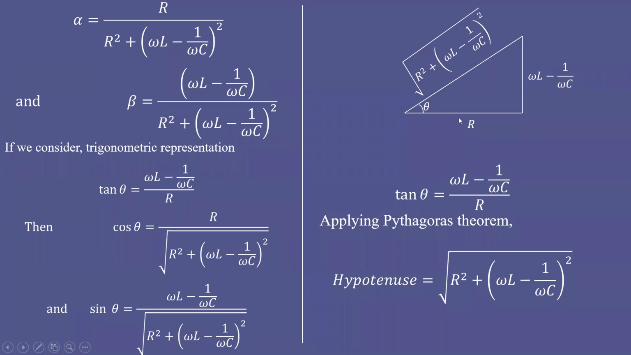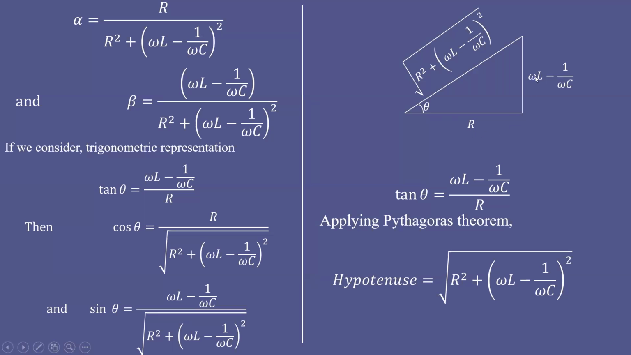Okay, the adjacent side is r, and the opposite side of the angle theta is omega L minus 1 by omega c. If these two have these magnitudes, then the hypotenuse of the triangle will be the square root of r square plus omega L minus 1 by omega c the whole square. That is in accordance with the Pythagoras theorem. So the hypotenuse will be the square root of the sum of squares of the two sides.